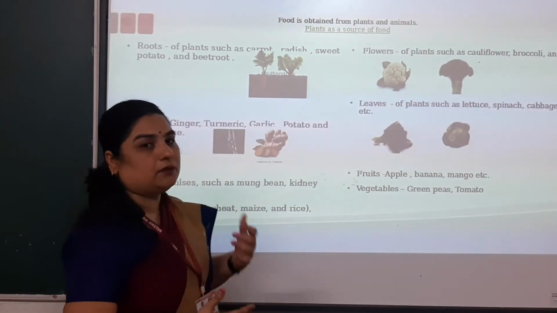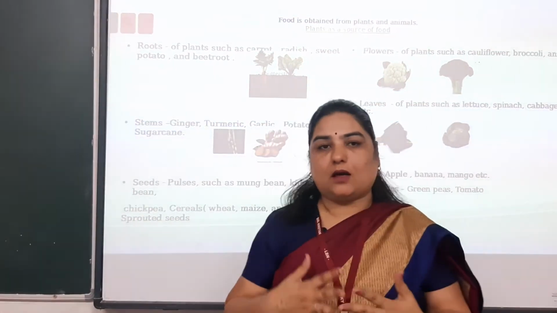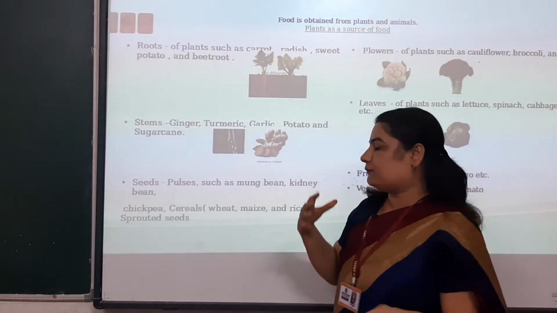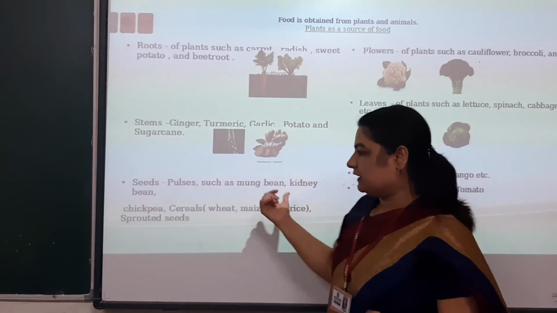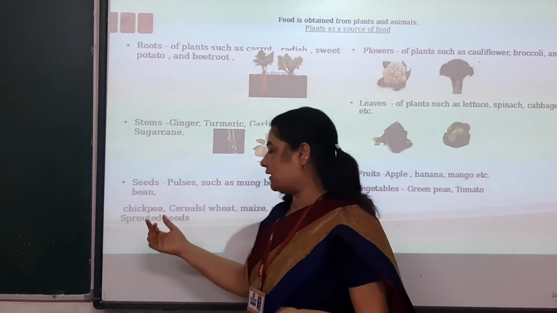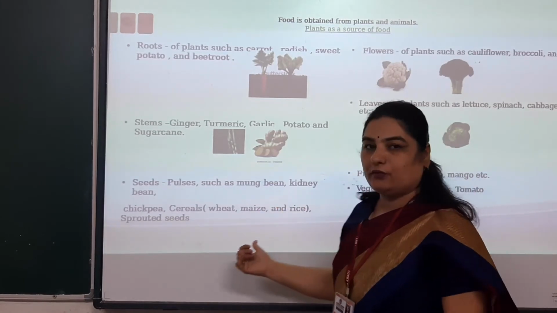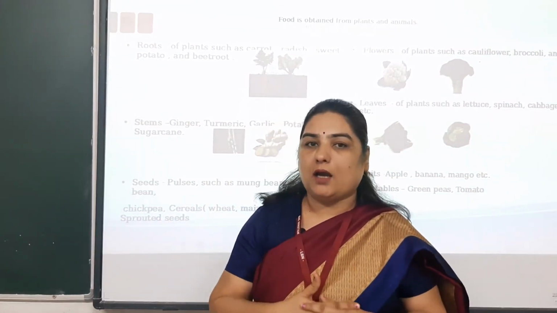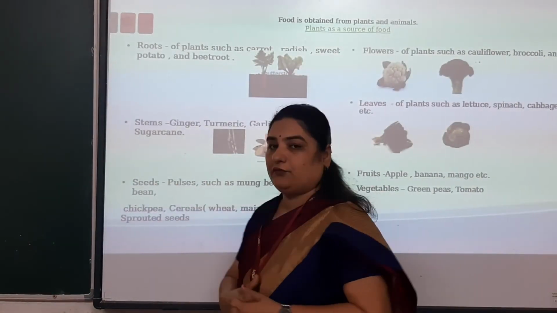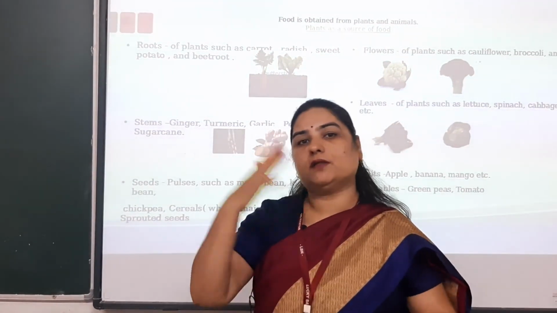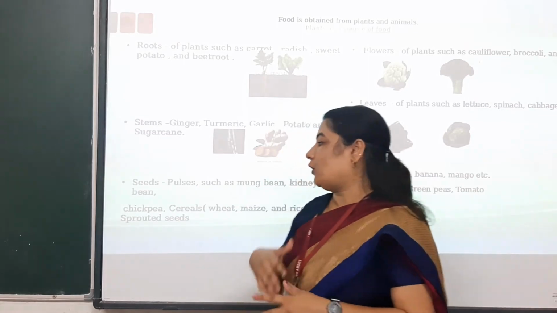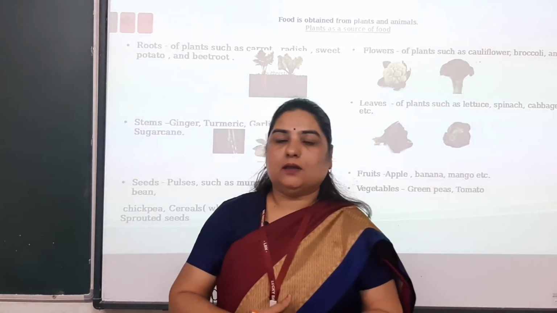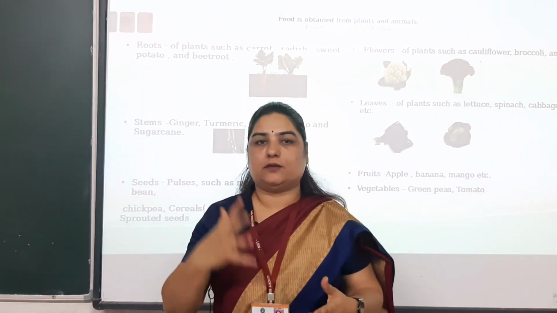Now let's talk about seeds. Seeds of plants are also eaten by us, like pulses and cereals. Examples of pulses are mung bean, kidney bean and chickpea. Cereals are wheat, maize and rice. So these are some examples of pulses and cereals, which are seeds eaten by us. Wheat grains are used to make flour and further to make chapatis. Seeds like cumin, coriander and black pepper are spices, which are used to add flavor to food.